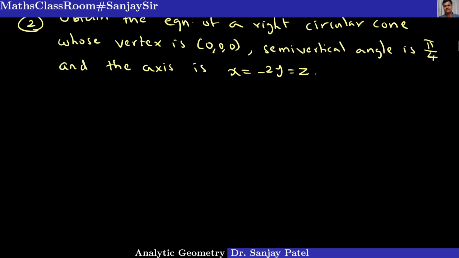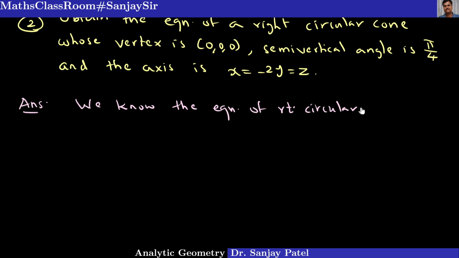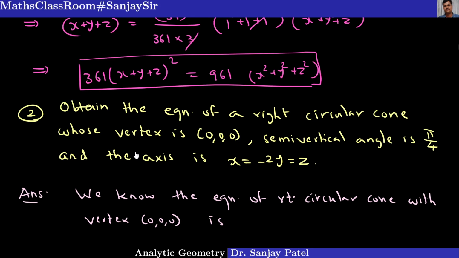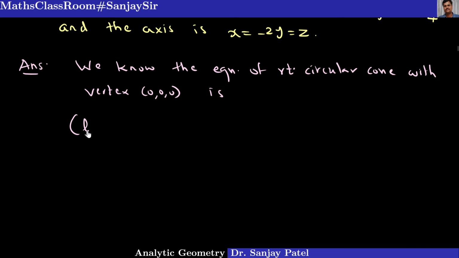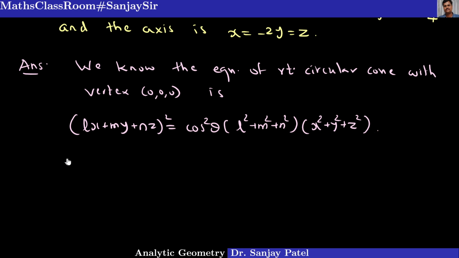So first I start by writing the equation of a right circular cone. We know the equation of a right circular cone with vertex 0, 0, 0. It is the same thing that I have written here. So I'll be writing (Lx plus My plus Nz) whole square is equal to cos square theta into (L square plus M square plus N square) into (x square plus y square plus z square). Okay. Here theta is pi by 4.